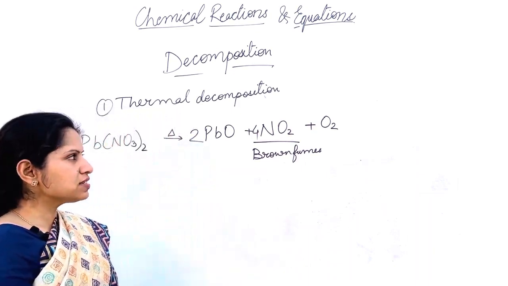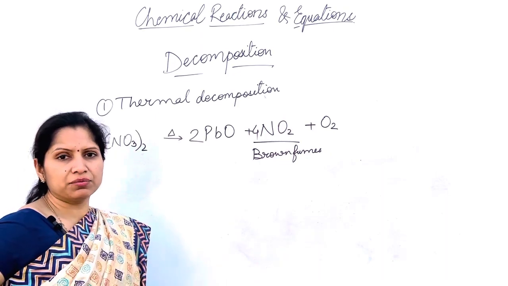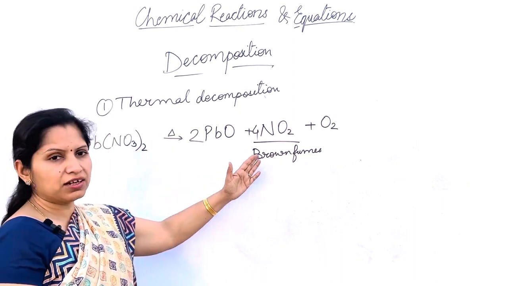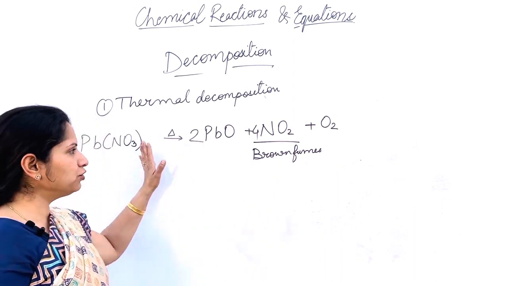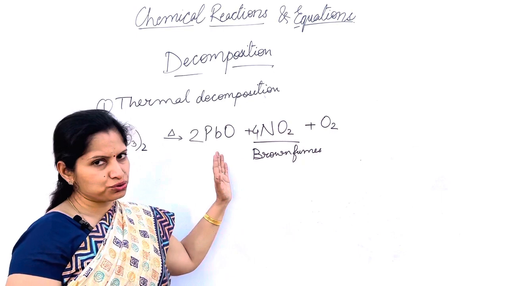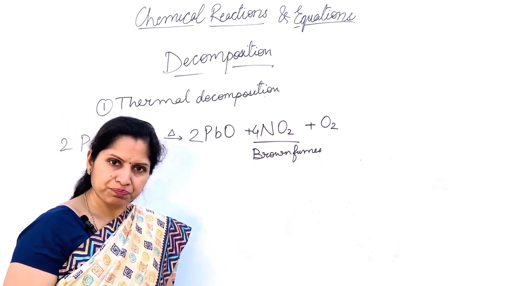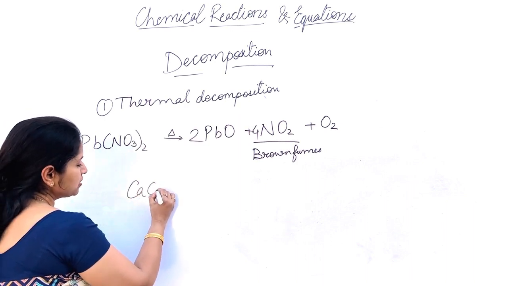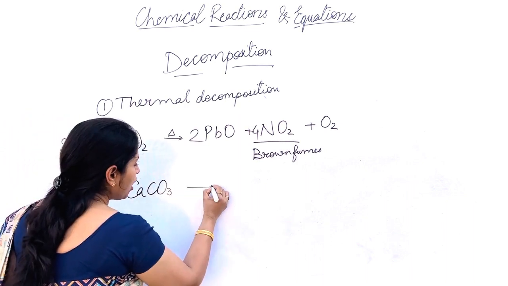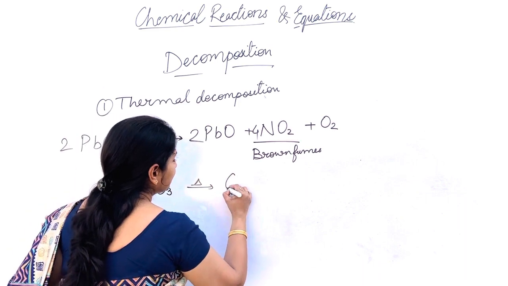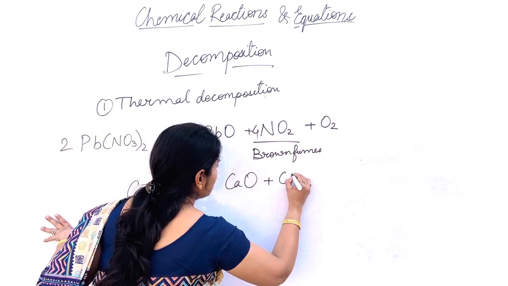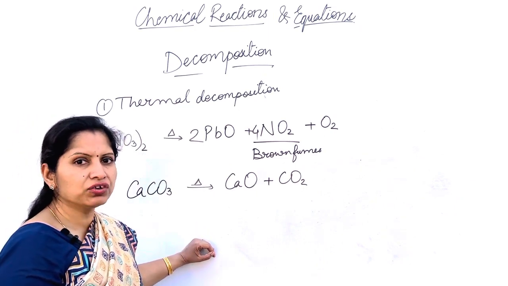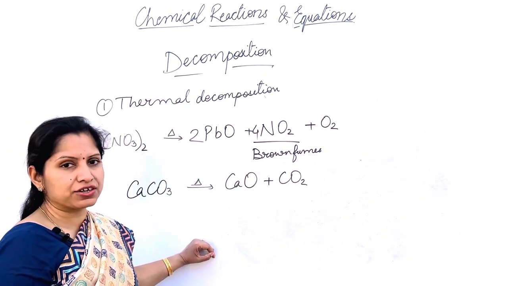Okay, so this is an example of thermal decomposition, where we are using temperature to break one reactant to form two or more products. So here three products are formed. One more example of decomposition reaction is when you heat calcium carbonate, then calcium oxide and carbon dioxide are produced. This is also an example of decomposition reaction.